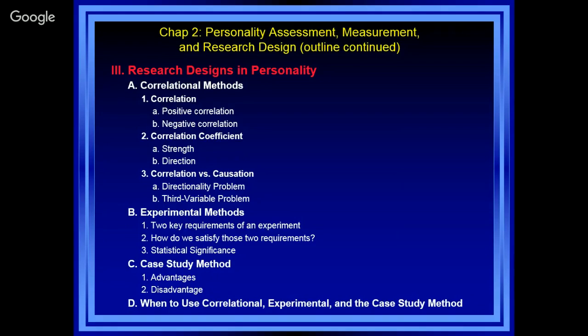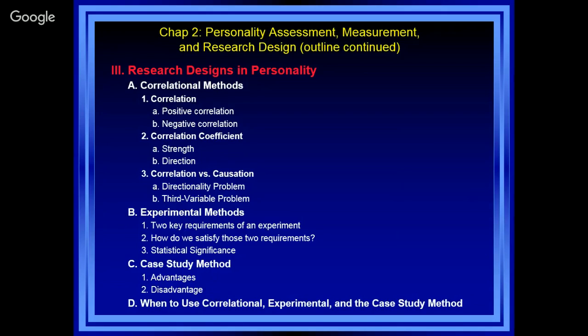Okay, so we are back in chapter 2. There we go. In Roman numeral 3, research designs and personality. So we did Roman numeral 1 and 2 last lecture, so we're picking up. If you didn't listen to the first part of chapter 2, you need to go back and listen to that first, and then pick up with Roman numeral 3 here.